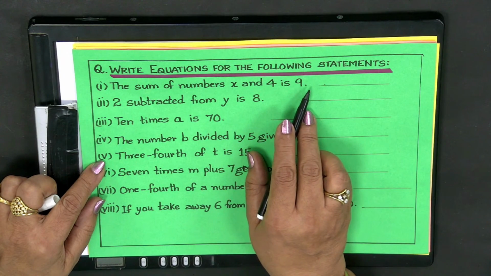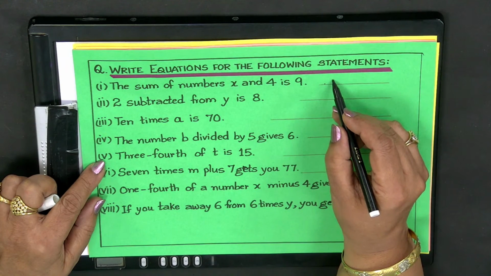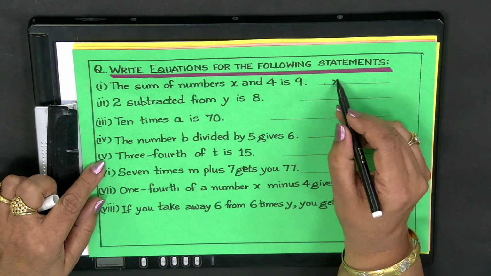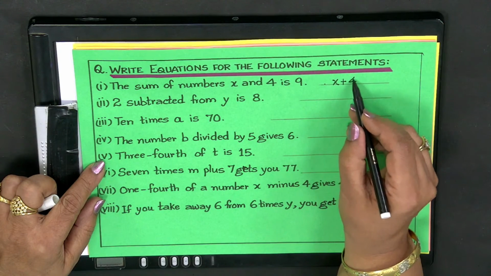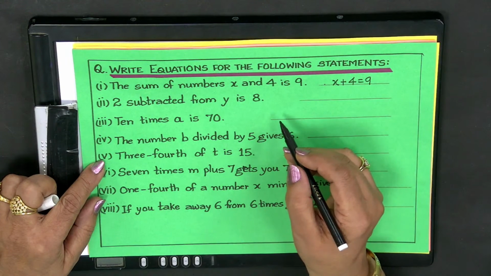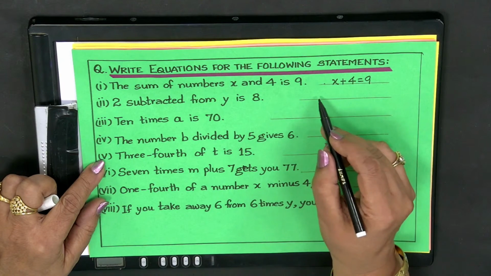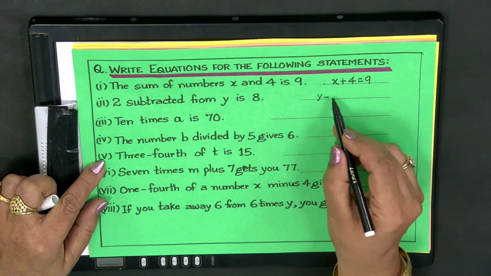Yes, Simran, I think you also can give a try. Of course, yes. And I know the answer. Very good. So as it says, the sum of numbers X and 4, so X plus 4 is equal to 9. Fantastic, you are very intelligent, that's great. Now try next one. 2 subtracted from Y is 8. So that gives us Y minus 2 is equal to 8.